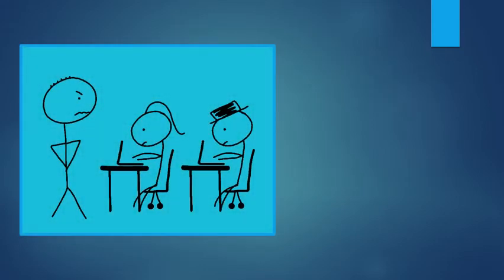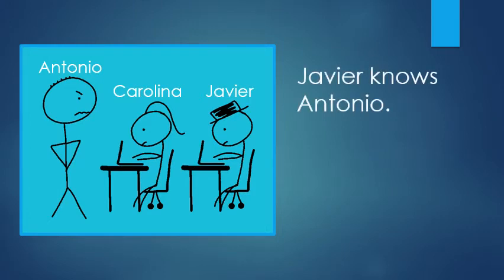So here I've got my little trabajadores again, Antonio, Carolina, y Javier. Let's make some sentences with them. Javier knows Antonio. How would you say that? Well, what kind of know are we talking about? Does he know a thing or does he know a person? Obviously a person, right? So I would use conocer. Javier conoce a Antonio.